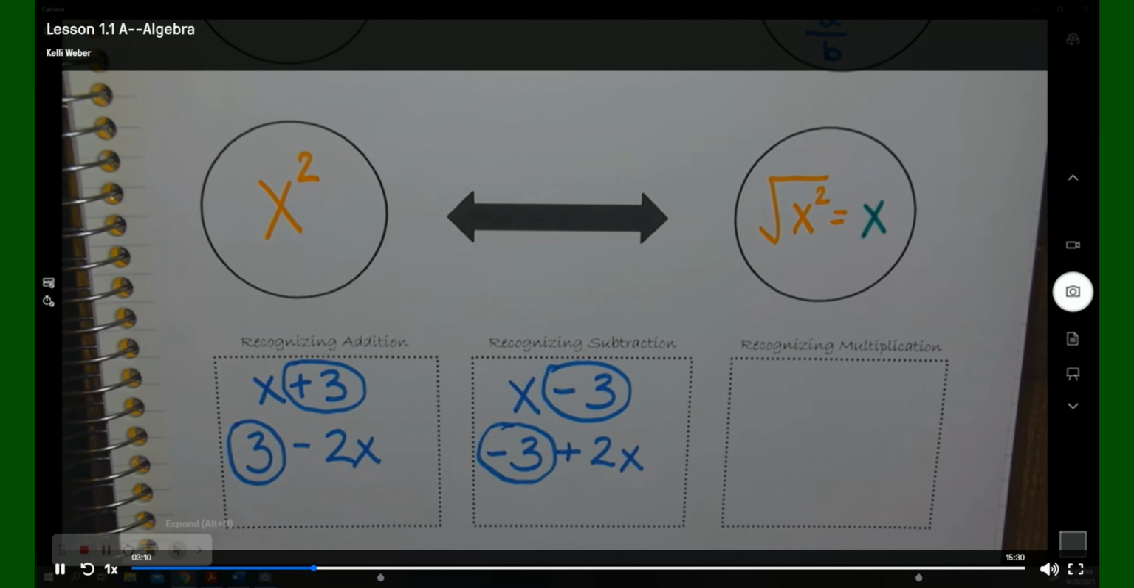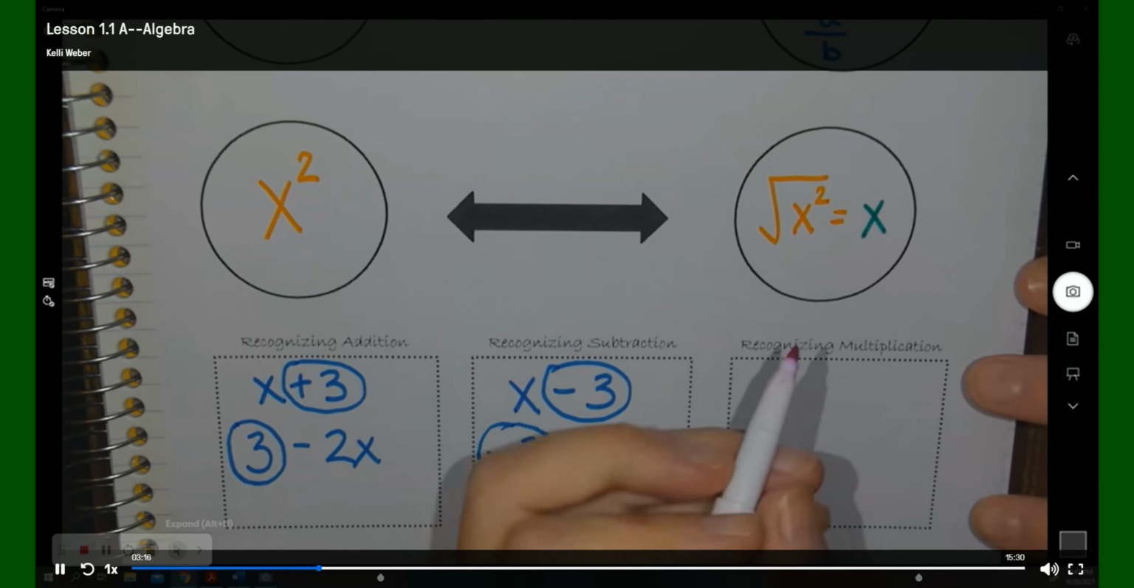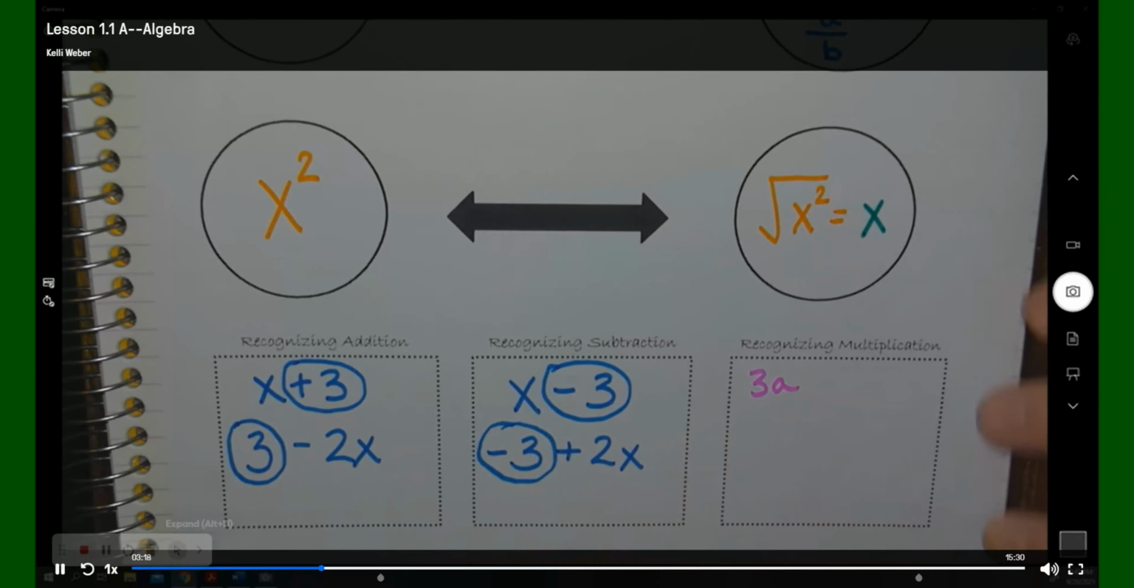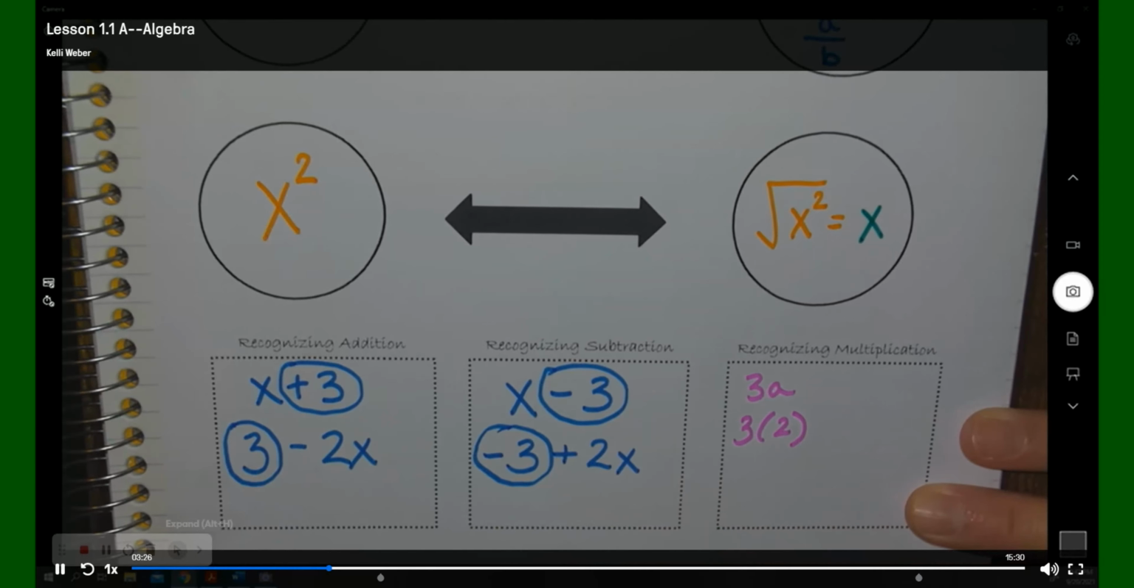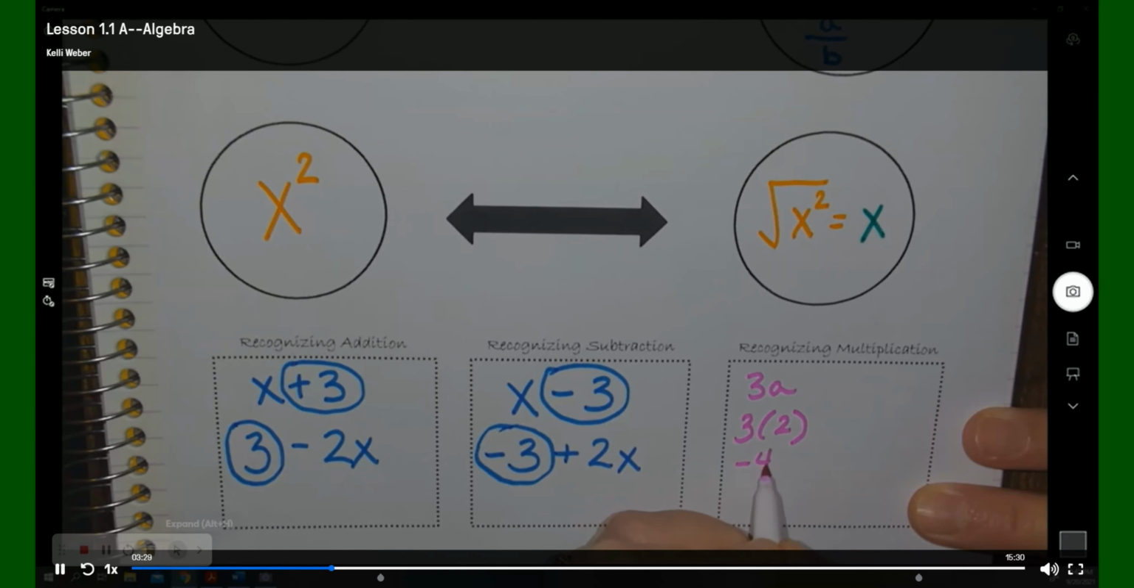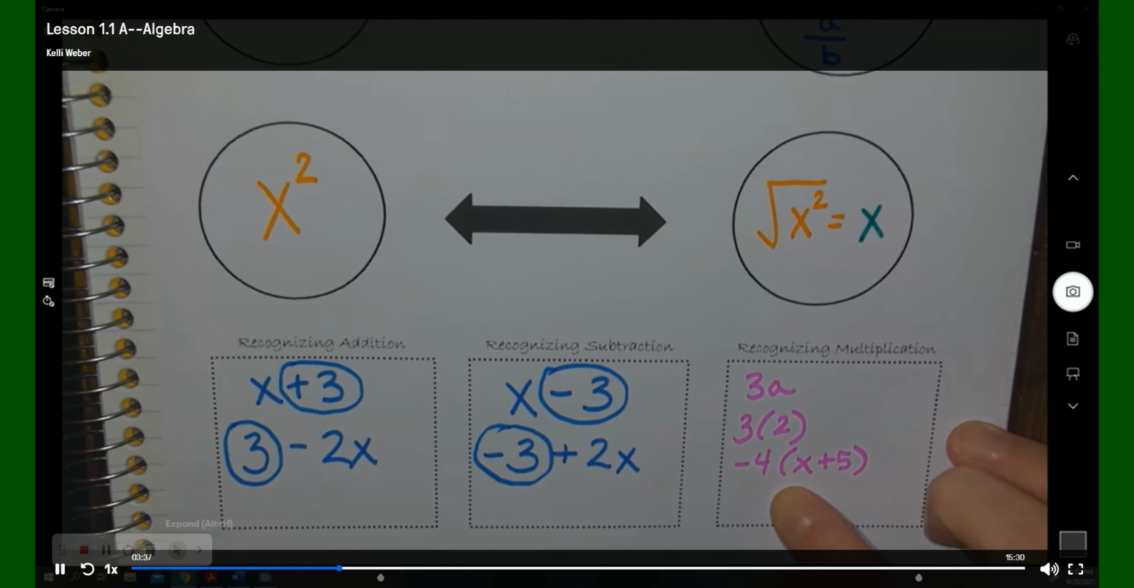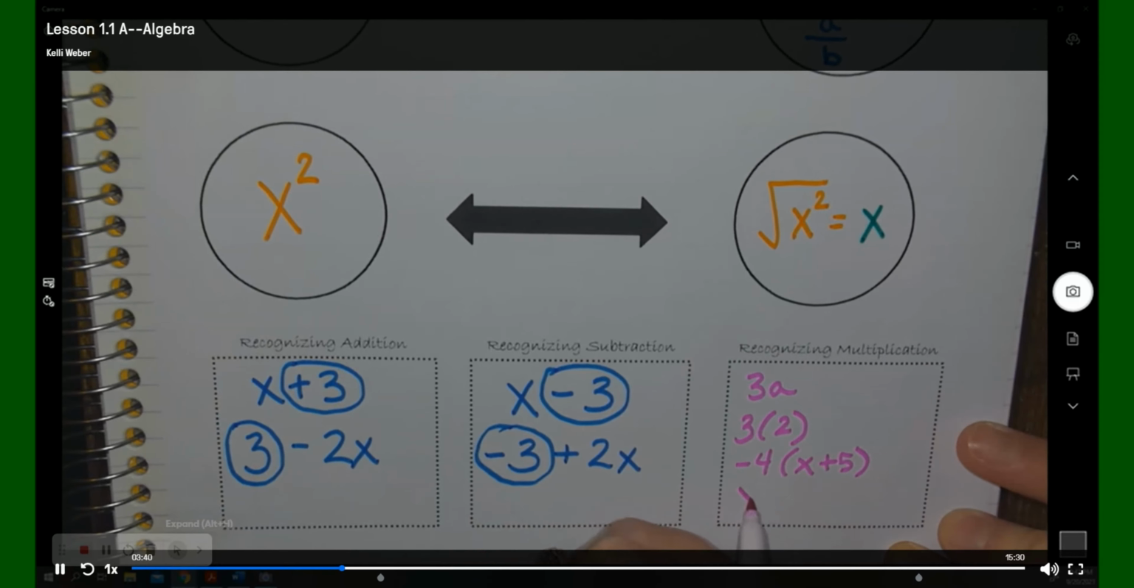And then sometimes when we're talking about multiplication, it would look like 3a, right? That's 3 times a. Or 3 times our parentheses 2, right? That's multiplication. Negative 4 times the quantity of x plus 5. I could undo that multiplication right here using division. And then one of the more obvious ones would be to use the dot. And so then that would be x times negative 0.75, for example.